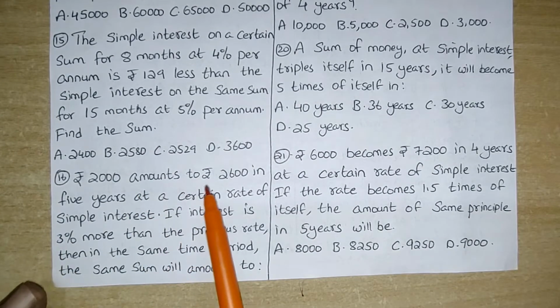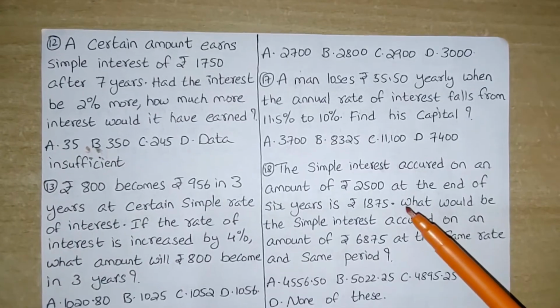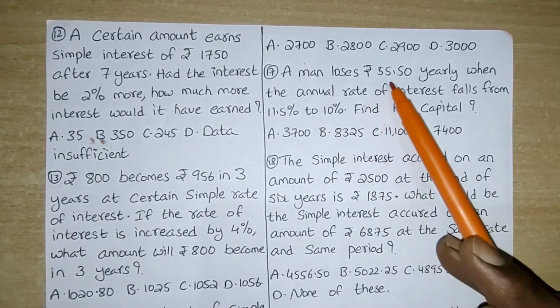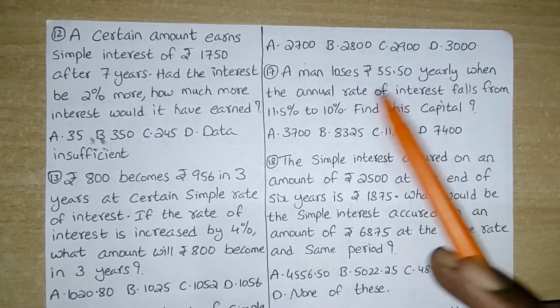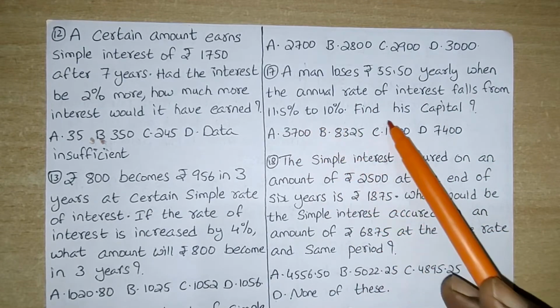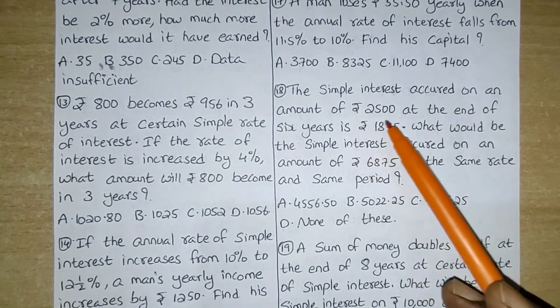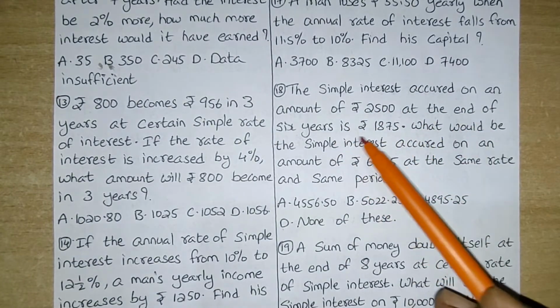16th one, rupees 2000 amounts to rupees 2600 in 5 years at a certain rate of simple interest. If the interest rate is 3% more than the previous rate, then in the same time period, the same sum will amount to how much? Next one, a man loses rupees 55.50 yearly when the annual rate of interest falls from 11.5% to 10%. Find his capital.